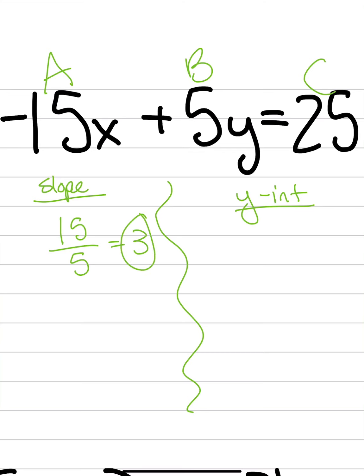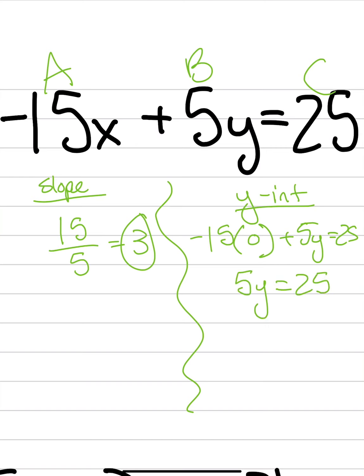Alrighty, so now we just need the y-intercept. Remember, that is when you replace your x with a 0 and you solve for y. So remember what we did last time. If we have a number times 0, that's just 0. We don't need to write that. So we're just going to skip that altogether and just drop the rest of it down.